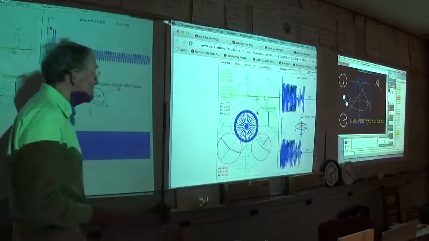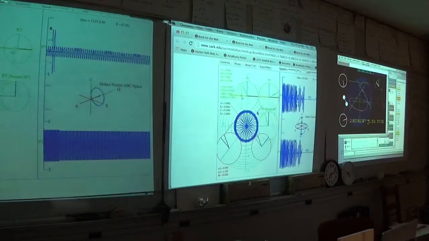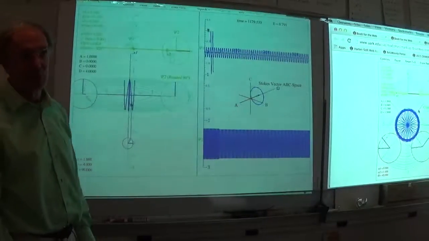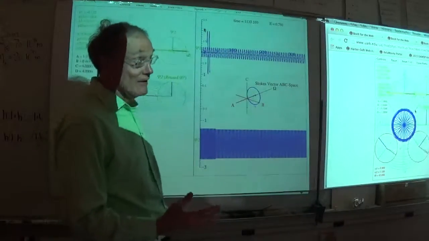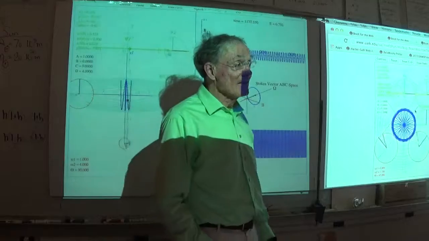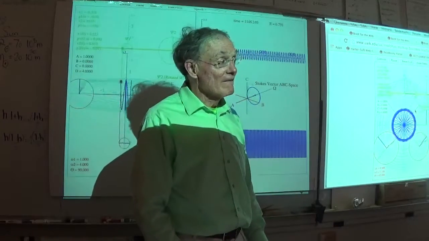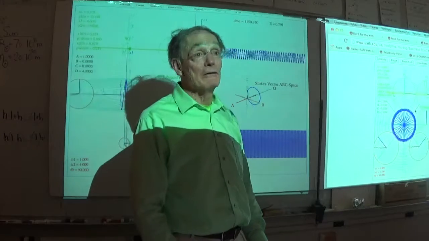Okay. But I hope this gives you a little bit of a picture of the quantum world, as well as the classical one. And the mechanical one. What more could St. Patrick want?